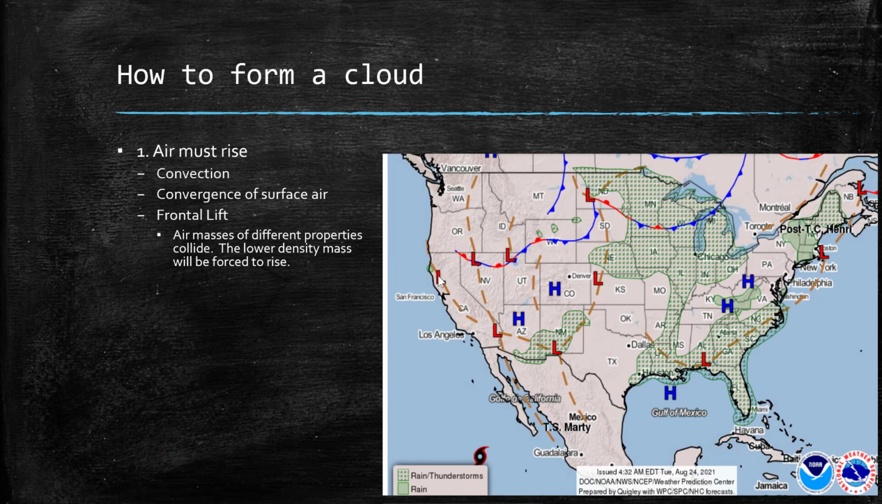You can also have something called frontal lift. Now, along with the L's for low pressure, you have these different fronts coming off of the L's. And those are where you can have air rising, when air behind, say, this blue line here, is cold and dense, and air in front of it is warm and moist, which makes it very low density. When you put those two different air masses together, the lower density of the two air masses will always be forced to rise.